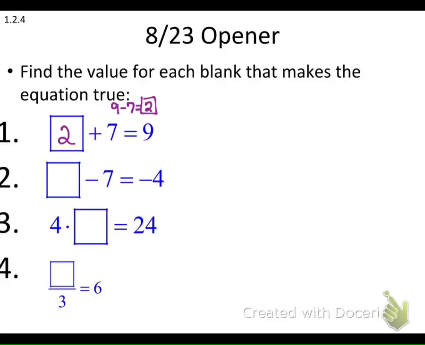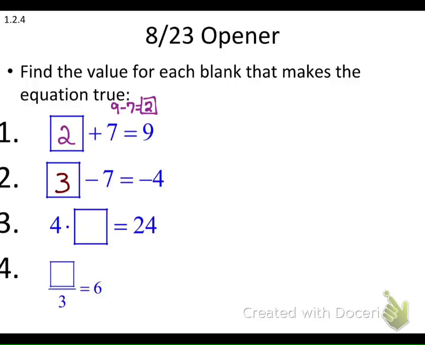You don't have to write that extra work, though, you guys. Just the answer is what I'm looking for. Number 2 is a little bit trickier. What minus 7 is going to get you to negative 4? Jalen? 3, yeah. So 3 minus 7 will get you to negative 4.